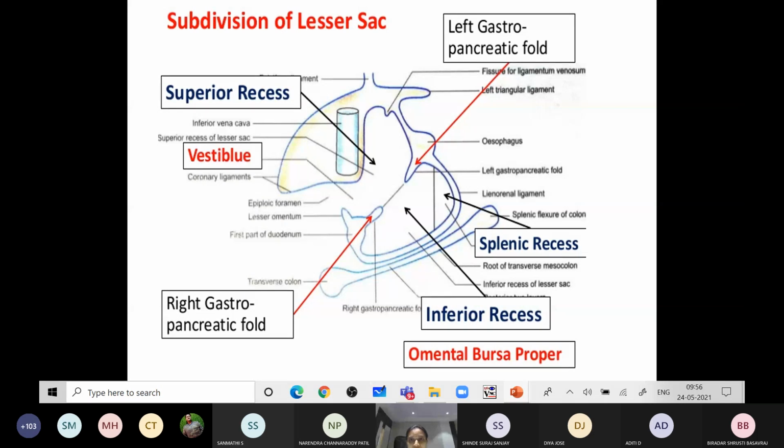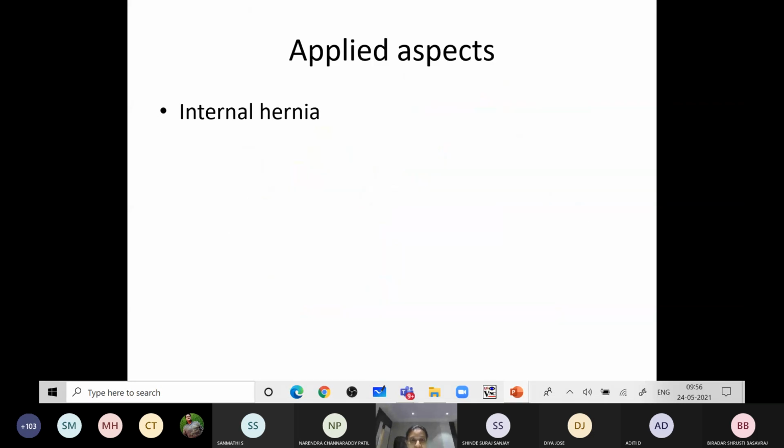These are the subdivisions of the lesser sac. Applied aspects: internal hernia. Different abdominal organs herniate through the epiploic foramen into the lesser sac. Either the organs or the mesentery may herniate into the lesser sac. That is called internal hernia.